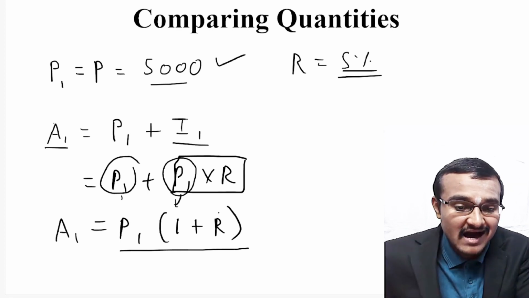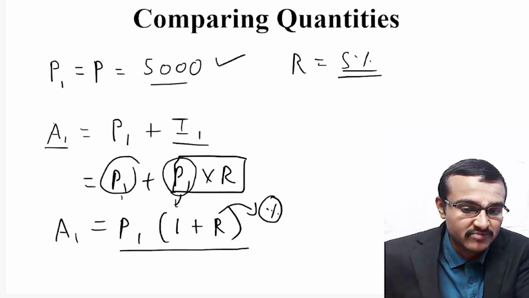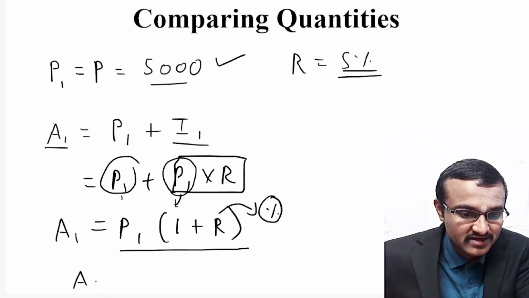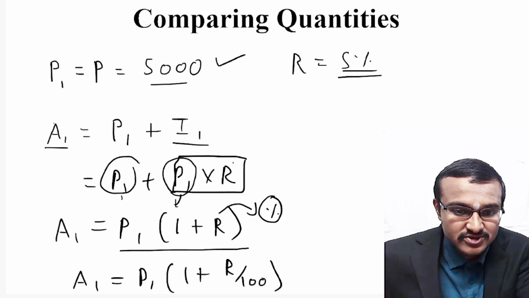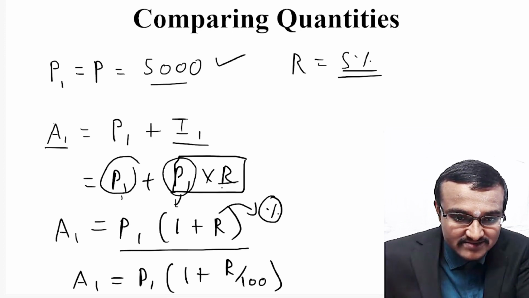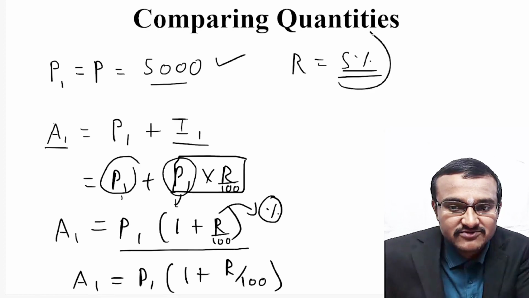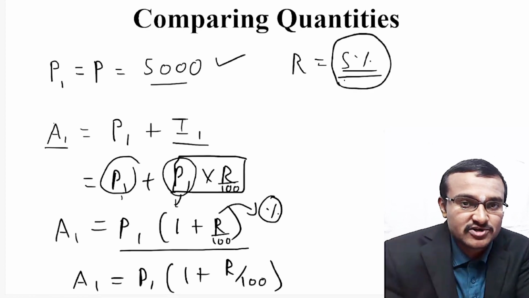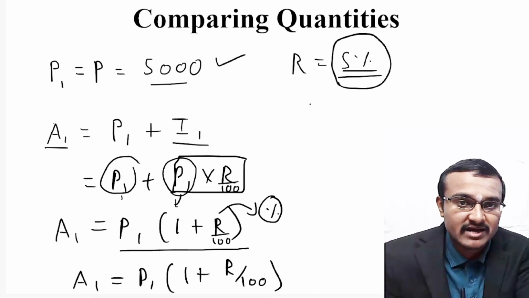Here R is actually given in terms of percentage. So here you should convert this percentage to a number. So here you should actually take P1 into 1 plus R by 100. So here also you can write this particular R as R by 100, because R is given in the form of percentage. If you want to convert percentage to fraction, then you should divide that by 100.